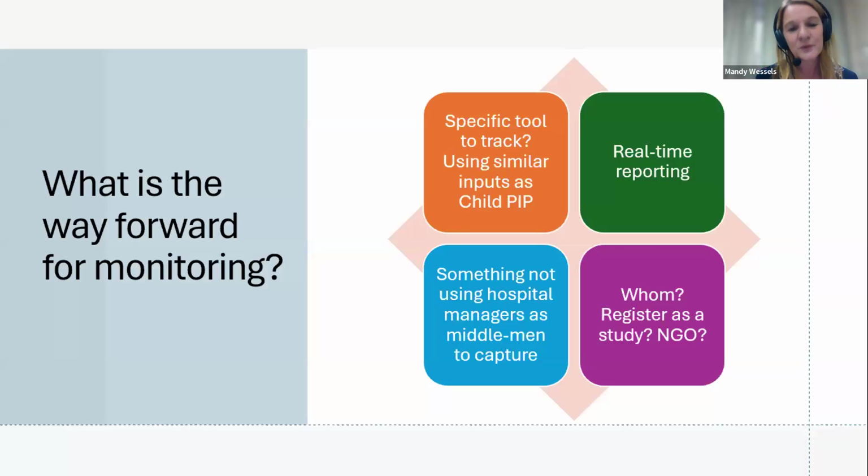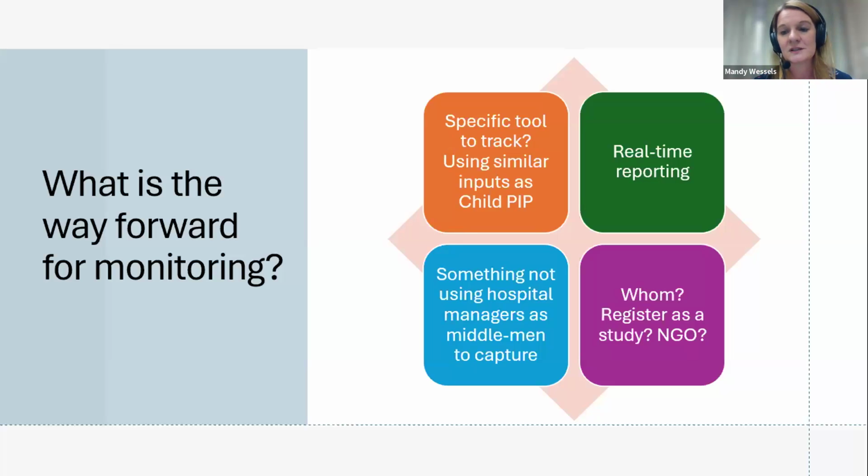So the way forward is that I'm not sure any of our existing tools are exactly right. Child PIP is the closest in terms of being able to actually code the modifiable factors that were administrative, but it's not real time enough, and it's linked only to deaths. And so I feel that if we want to be on the ball in advocating, we might need to design a specific tool that uses similar inputs as child PIP in terms of the modifiable factors, but something that can be captured real time, something that is not being driven necessarily by DOH, and that the managers themselves can sit with and not put somewhere bigger.